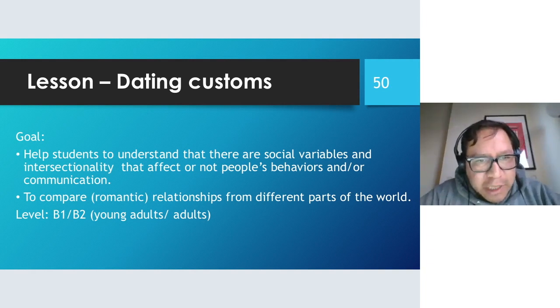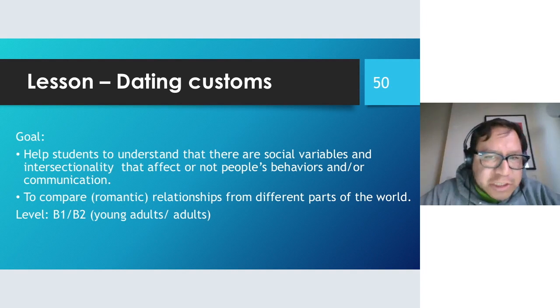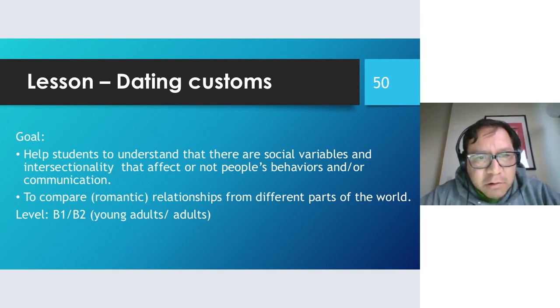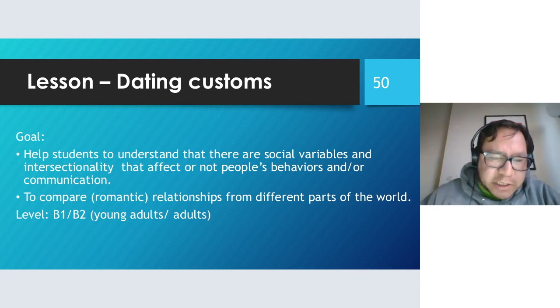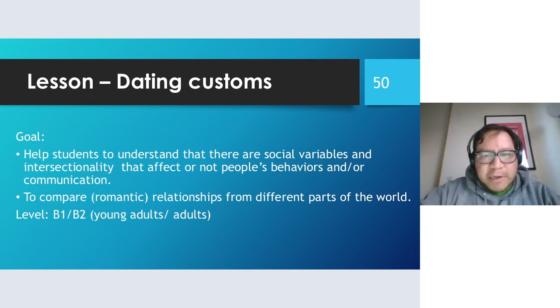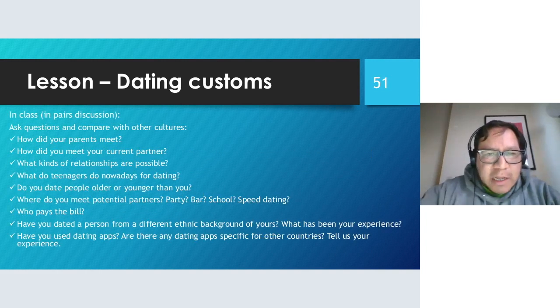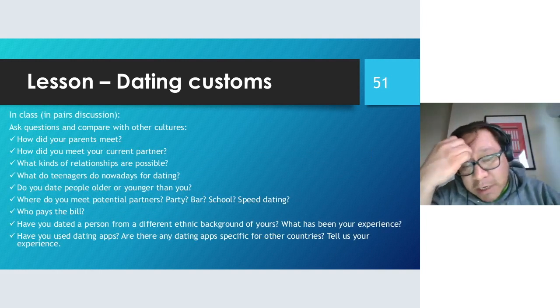So our goal today is to help students understand that there are social variables and intersectionality that affect people's behaviors and or communication. The second goal is to compare romantic or non-romantic relationships from different parts of the world. Our level is probably an intermediate or lower intermediate young adult class. And I'm not going to tell you necessarily what to do in the classroom, but what I'm going to help you with today is what are the things that you can do in class.